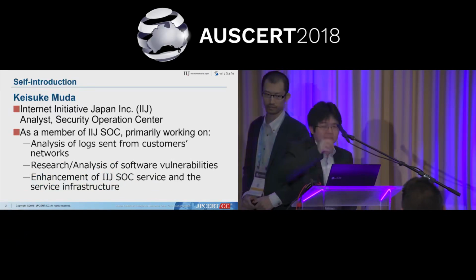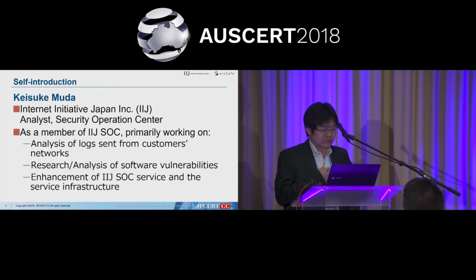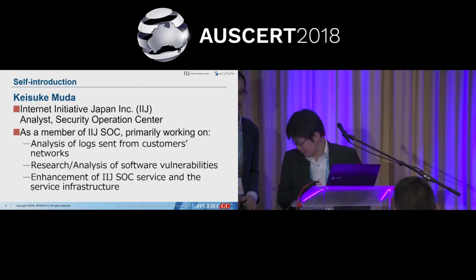And just quickly let me introduce myself. My name is Keisuke Muda, and I'm an analyst at the Security Operations Center at IIJ, an Eastern Japanese ISP. As a member of IIJ SOC, I'm primarily working on the analysis of logs sent from customers' networks and researching analysis of software vulnerabilities and enhancement of IIJ SOC service and service infrastructure. I'm here because I worked on the report I'm going to show you later with Shusei.